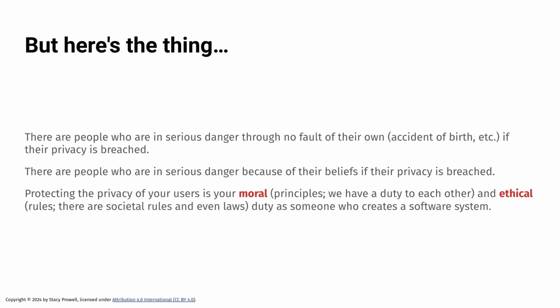Now, we've been talking about the legal aspects of this, but there's another aspect of it as well. There are people in the world who, through no fault of their own, right? If there's an accident of birth, they happen to be born in a particular place, to particular parents at a particular time, they're in serious danger if their privacy is breached. And there are people who are in serious danger if their privacy is breached because of their beliefs. Okay?